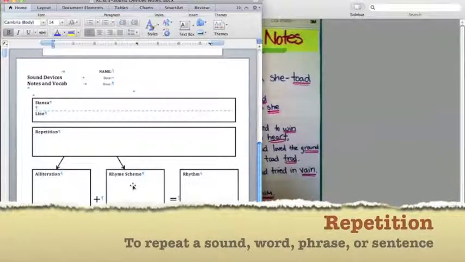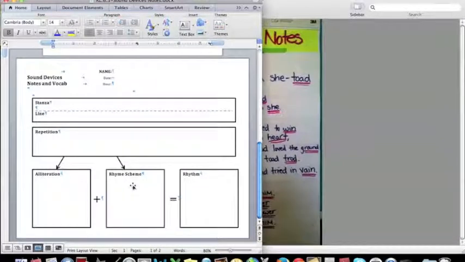Repetition is when we repeat a sound, word, phrase, or sentence more than once. Rhyme scheme is a type of repetition. Alliteration was one type of repetition. Rhyme scheme is another type of repetition. Now first, let's focus on what rhyme is.